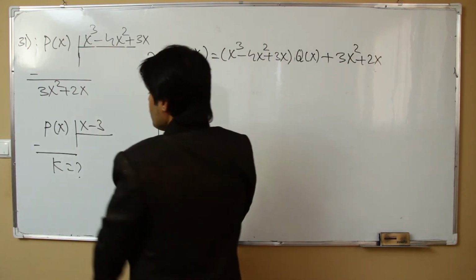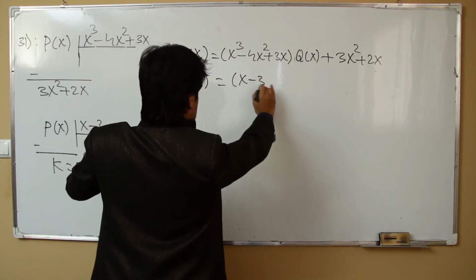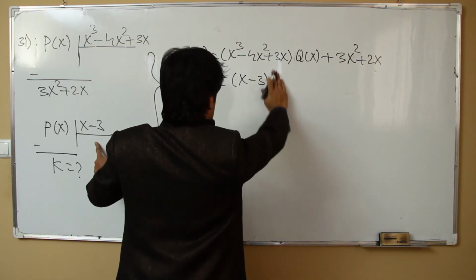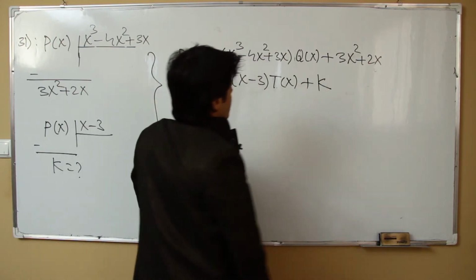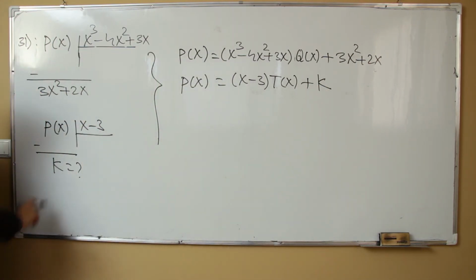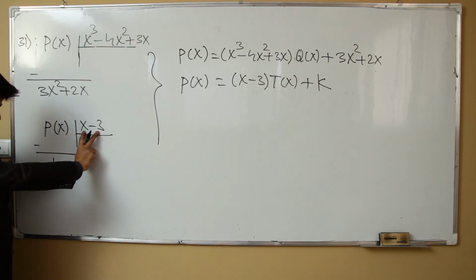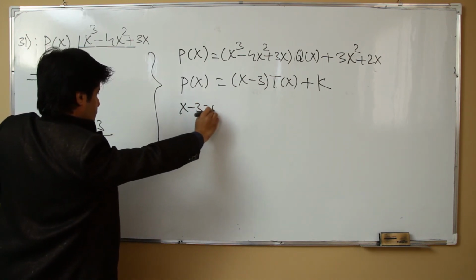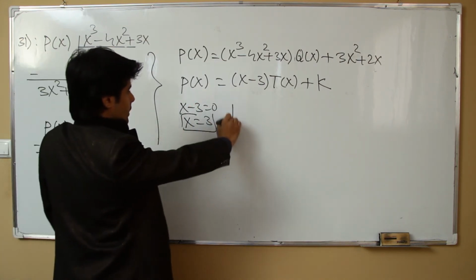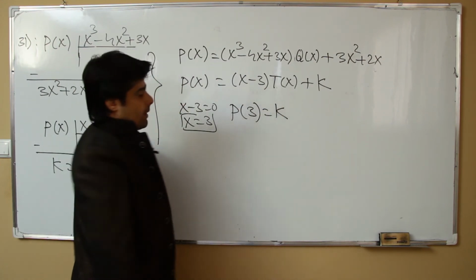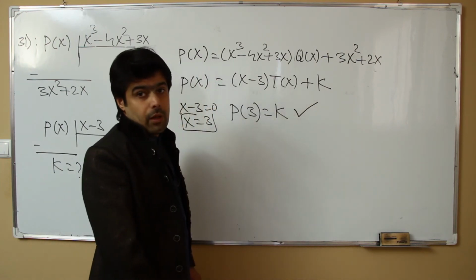Am I right? If you write this like an equation, it would be P(x) is x minus 3 times quotient. The quotient may be like t(x) plus k. Now the question is what k is. How can you find it? If you want to find k or the remainder, x minus 3 should be 0. x should be 3. Now put x here 3. So you will have P(3), and this P(3) is k. If you find P(3), it means you found k. Am I right or not?